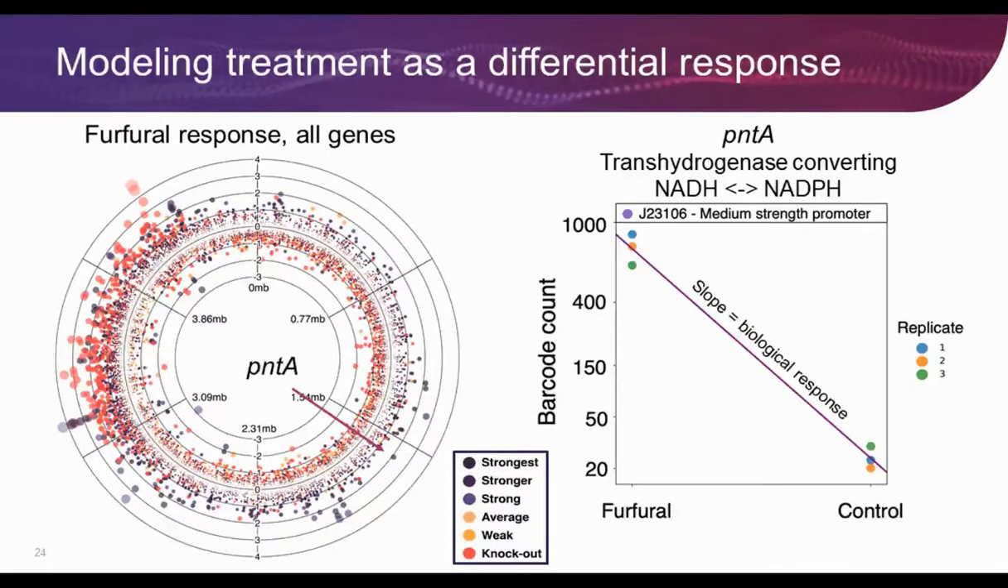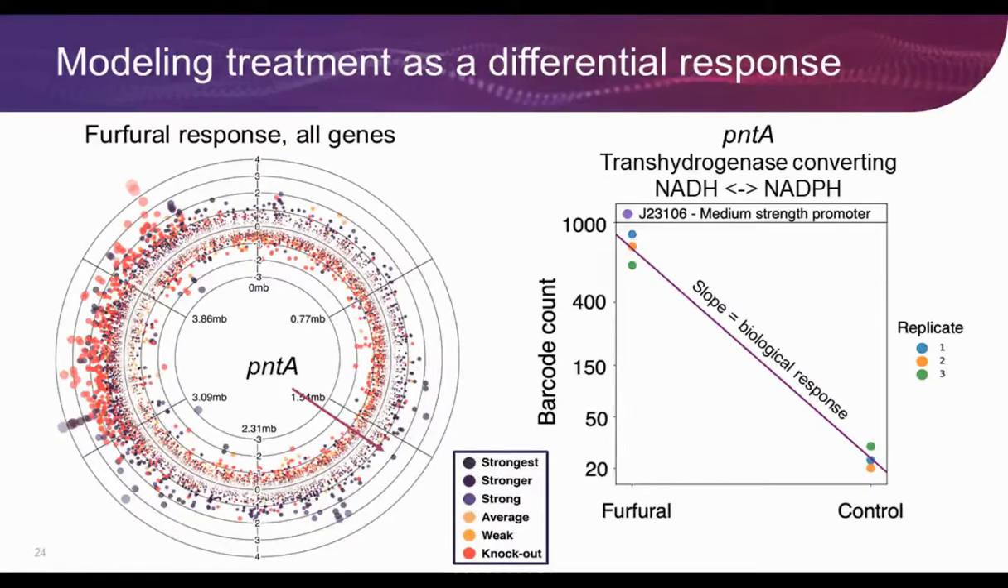So when zooming in on one specific gene, we can look at how each of the edits we did changes Furfural response. If we look at lactaldehyde reductase encoded by the gene PNTA, we see that adding a constitutive medium-strength promoter will enrich for this clone in the population during Furfural treatment. If we compare the sequencing counts in the control situation with the Furfural treatment, we can calculate the slope and thus have a measurement which will represent a biological response.